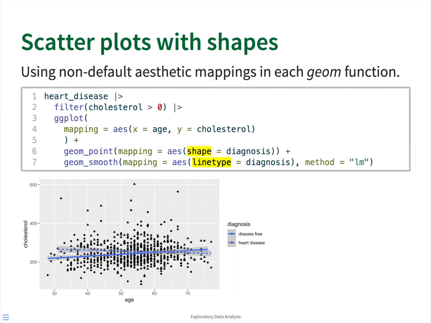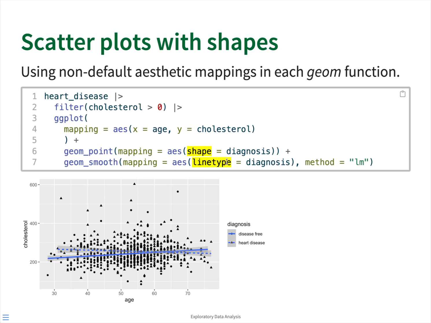There are other ways we can add extra encodings to scatterplots. For example, we can customize the shape of points, which we've done here, splitting up into circles for disease-free observations and triangles for observations with heart disease. But it's much harder to distinguish between the two of them here than it was with color in the previous graph. They don't jump out at you in the same way.